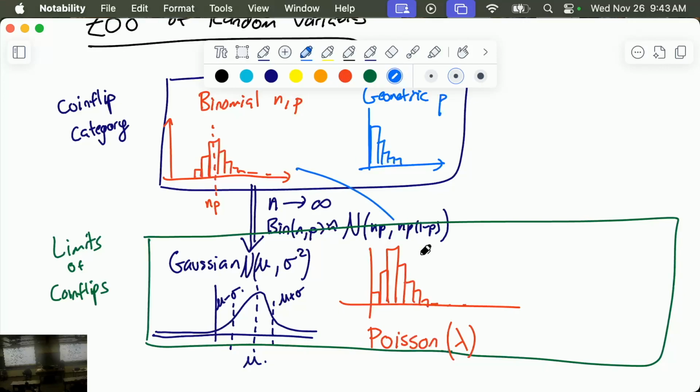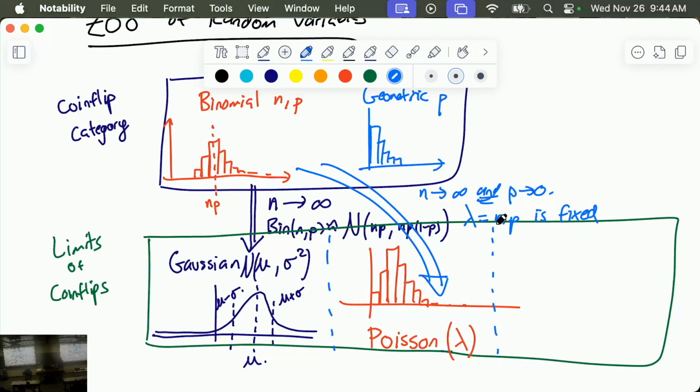The binomial converges to the Poisson as well, in a different limit, when n goes to infinity and at the same time p goes to 0. So if n times p is big, then n is going to infinity and you have the Gaussian. And if p is going to 0 at the same rate as n is going to infinity, and you have lambda equals n times p fixed, so the product of n times p is fixed even though n is going to infinity and p is going to 0, then you have this convergence to this Poisson random variable. That was what we did a few classes ago.